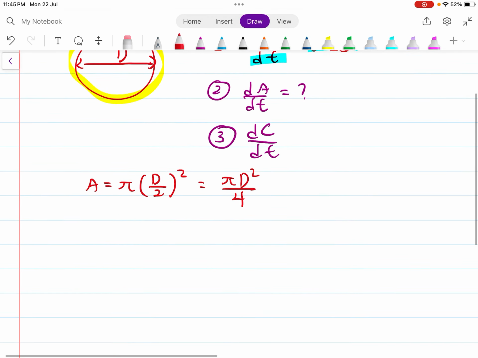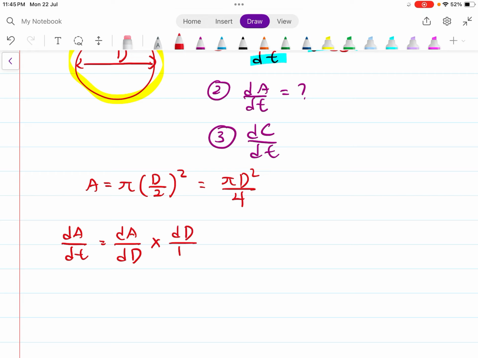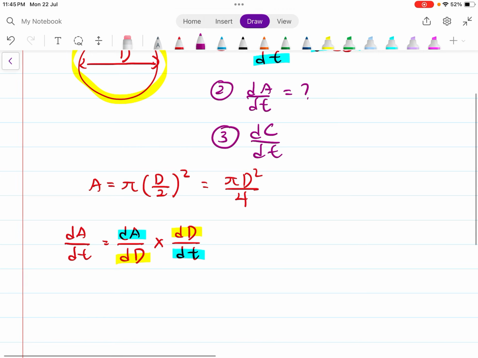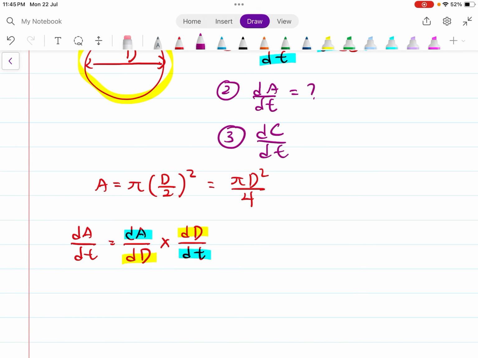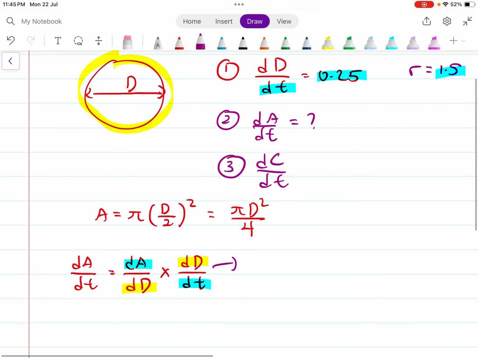Then after that we form the chain rule equation. Always remember dA/dt is equal to dA/dD multiplied by dD/dt, where big D is the diameter. This is something that we learned in AMS. Remember, dD and dD cancel away, so what is left on the right hand side is dA divided by dt, which is equal to the left hand side. So it's a consistent equation. Then we have dD/dt, which is equal to 0.25.